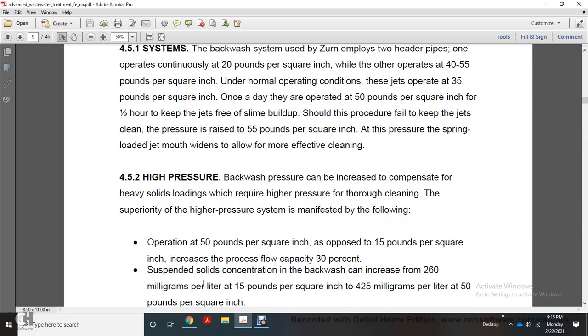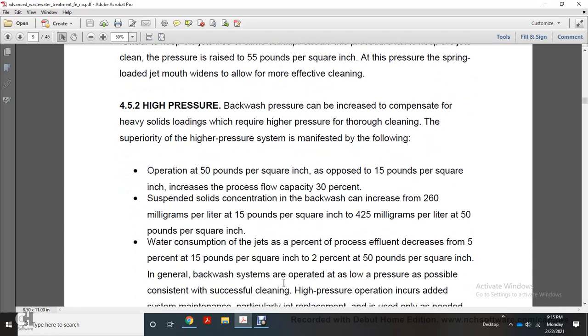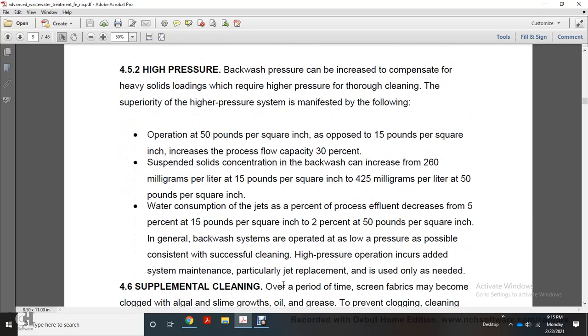Suspended solids concentration in the backwash can increase from 260 milligrams per liter at 15 pounds per square inch to 425 milligrams per liter at 50 pounds per square inch. Water consumption of the jets, as a proportion of the effluent, decreased from 5% at 15 pounds per square inch to 2% at 50 pounds per square inch.